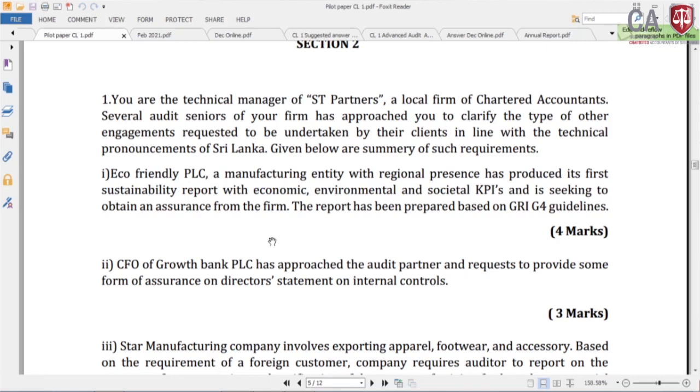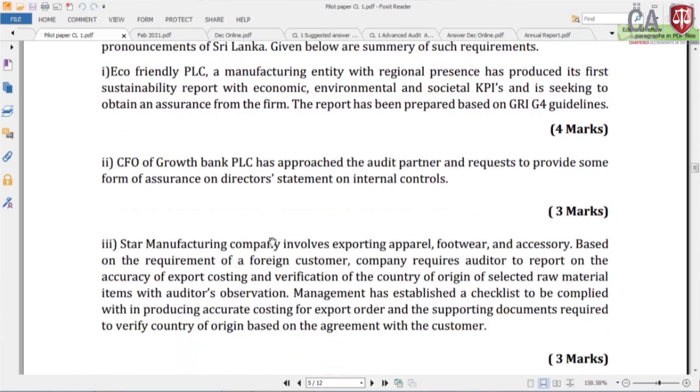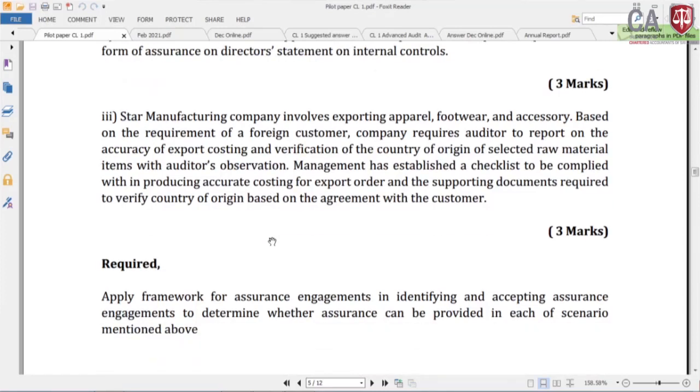Eco-friendly PLC, a manufacturing entity with regional presence, has produced its first sustainability report with economic, environmental and social KPIs and is seeking to obtain an assurance from the firm. The report has been prepared based on GRI 4 guidelines. The CFO of Growth Bank PLC has approached the audit partner and requested some form of assurance on the directors' statement on internal control. I am not going to read the next one, but look at the question.